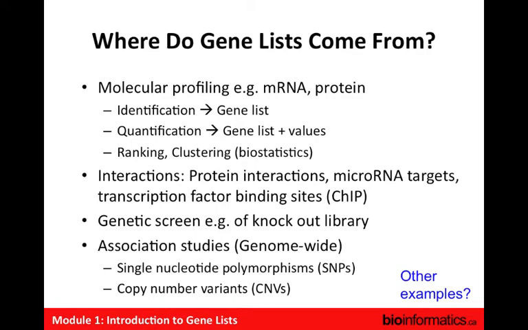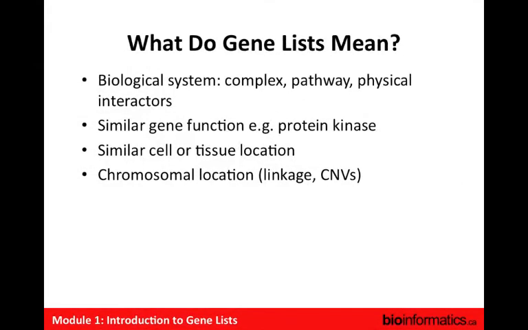And then clinical genomics types of applications, next generation sequencing of tumors, generating a huge amount of mutations, which can be mapped to genes, or if you're doing an association study, looking at a specific disease and you have a lot of mutations, markers like SNPs or copy number variants that are associated with the disease, converting those to gene lists as well, and then trying to understand what that's telling you, what biological processes, for instance, are involved in the disease is interesting.